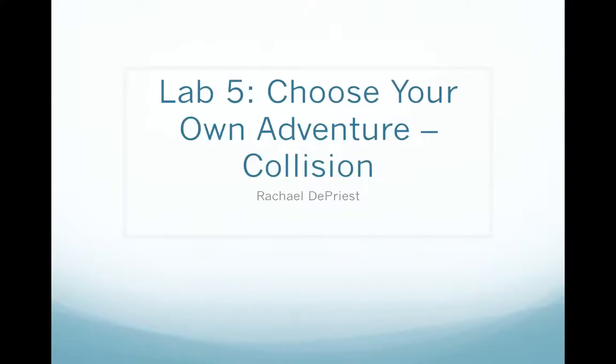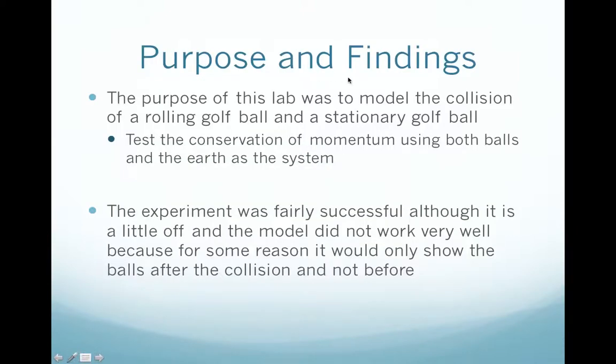Okay, this is lab 5 where you choose your own adventure, and I decided to do a collision, so I looked at the collision of two golf balls. The purpose of my lab was to model a collision of a rolling golf ball and a stationary golf ball, and from there, test the conservation of momentum using both balls and the earth as the system. So the experiment was pretty successful.